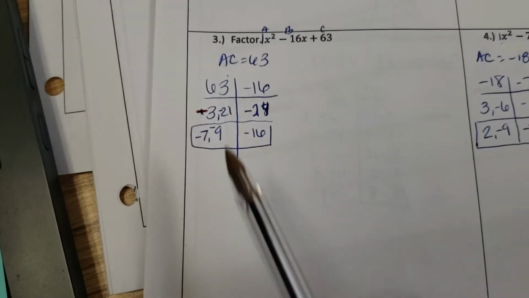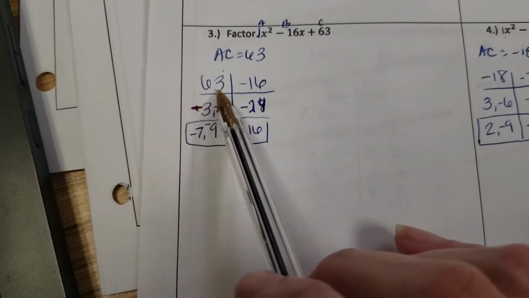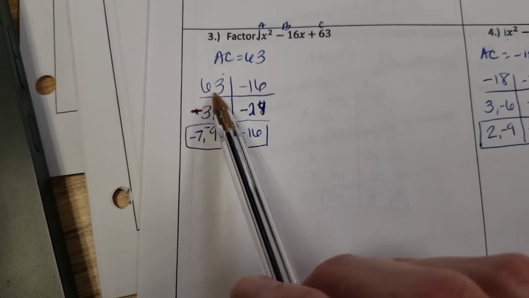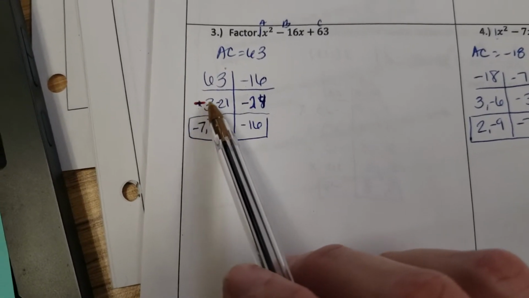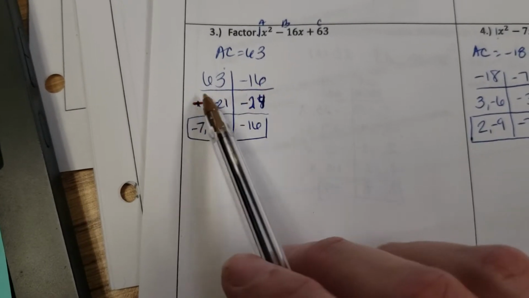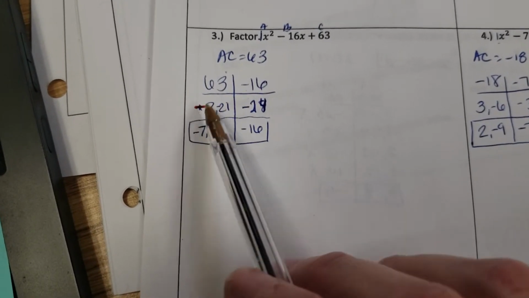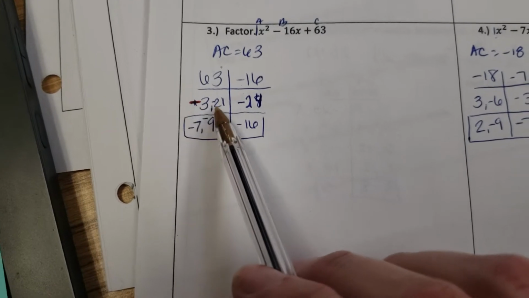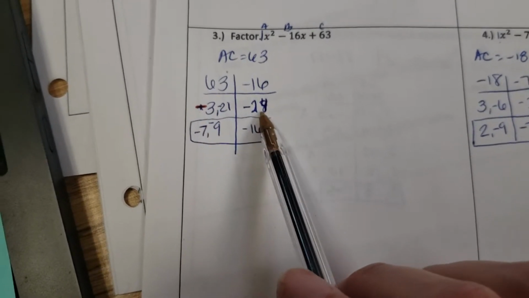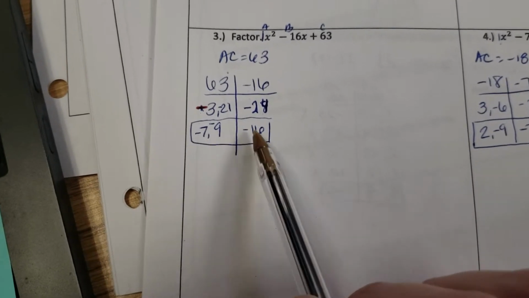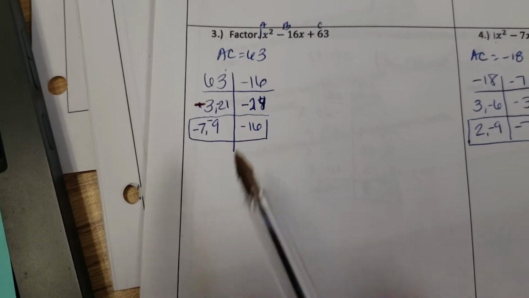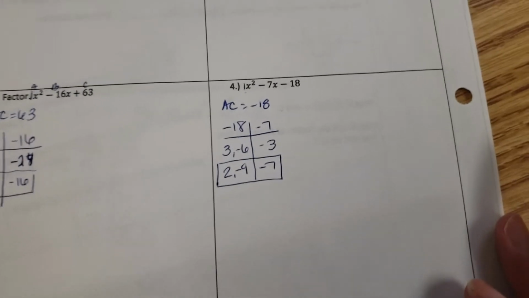So down here, number 3, I actually made a mistake. This should have been both positives or both negatives, because this is positive. But because this adds to a negative, then I've got to be dealing with negatives over here. So negative 3 and negative 21 make negative 24. Negative 7 and negative 9 add up to negative 16. So that's the numbers I want to use there.